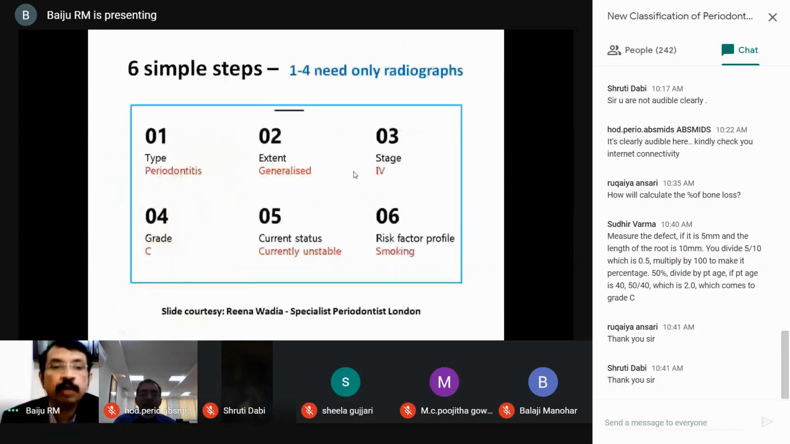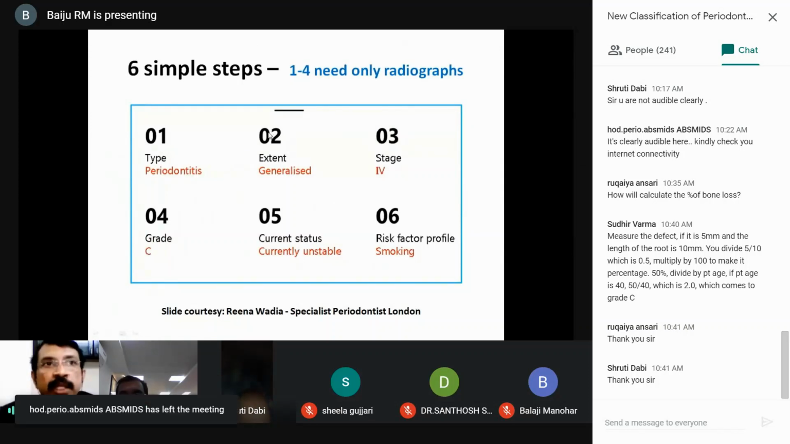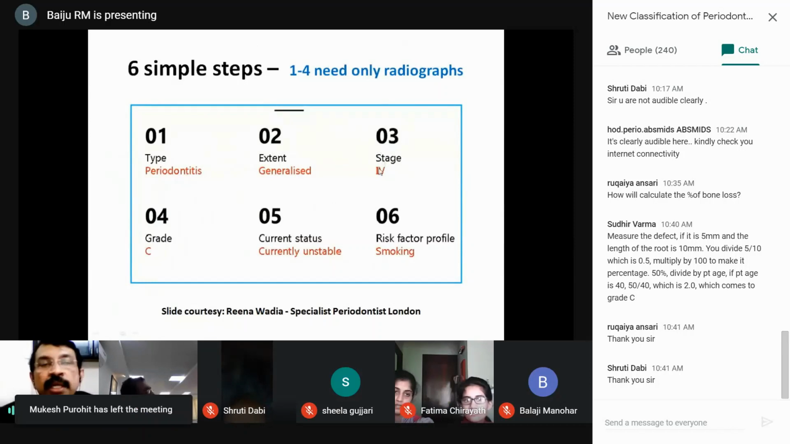Now all the 6 steps put together in a single slide. Step 1, from the radiograph, know whether it is periodontitis. Step 2, from the radiograph again, state whether the extent is more than 30% or less than 30%. Step 3, again from the radiograph, look at the worst site, assign the percentage of bone loss. Say whether it is stage 1, 2, 3 or stage 4.